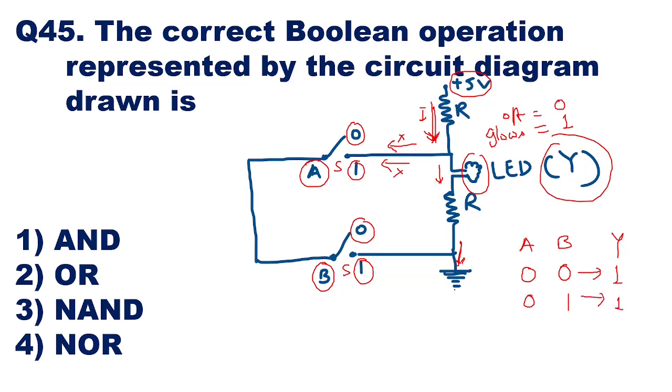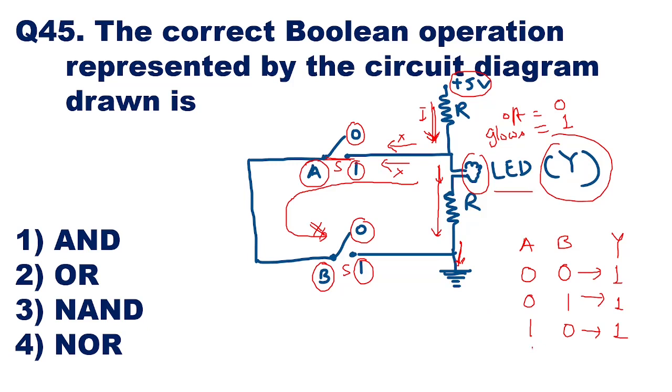Okay, so if you take the third case, 1, 0, that means the first switch will be closed, and the second will be open. So the current will pass from here, but it cannot pass here. That means current is going to pass from here only. The LED will glow and again the output will be 1.